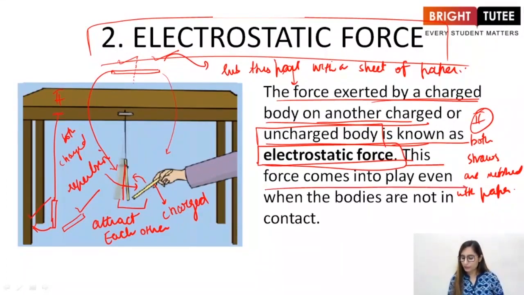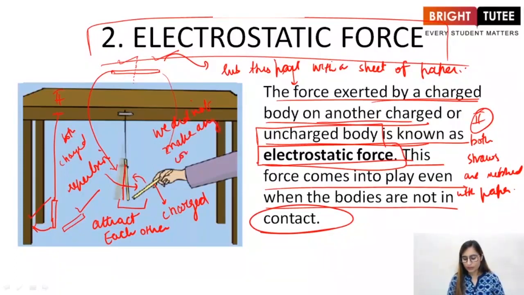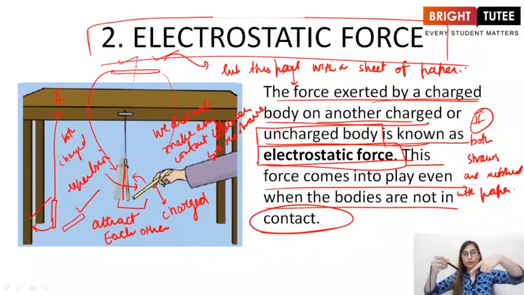This force comes into play even when the bodies are not in contact. Here, in both the cases, we did not make any contact between both the straws. In both the cases, we never touched one straw with the other. We just brought one straw close to the other. In the case when the first straw was charged and the suspended straw was not charged, it came closer to the charged straw because there was attraction and only one body was charged, right?